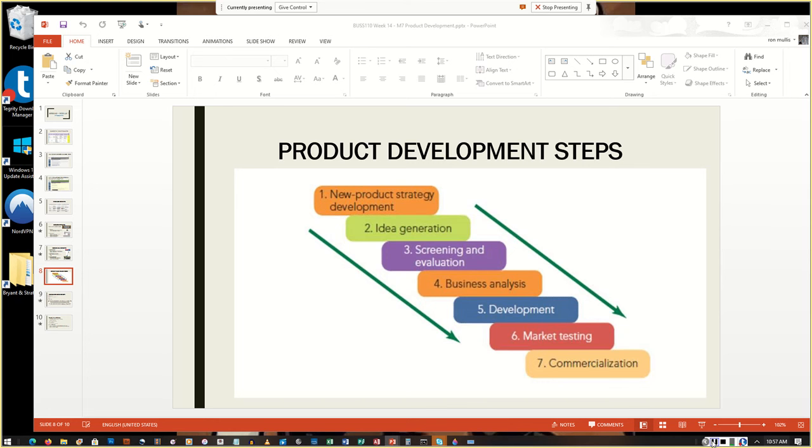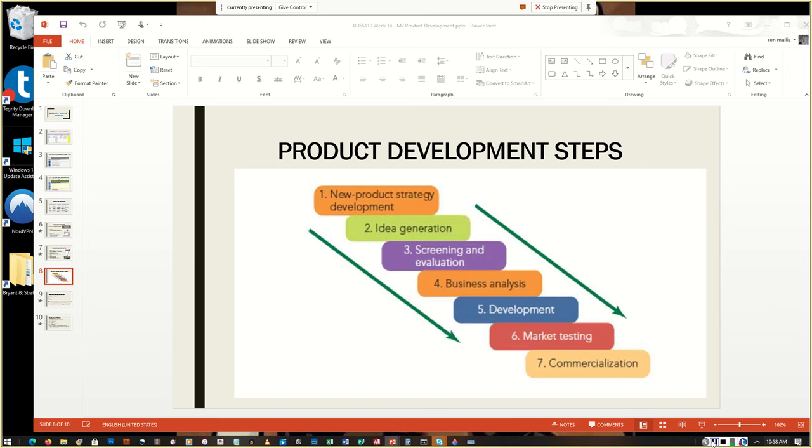Market testing is when potential customers actually get exposed to a brand new product to determine whether or not they're going to buy it. Oftentimes, companies use a test market to get valuable feedback on whether or not the product is going to get consumed. So if everything goes okay with the testing market, then you move on to the commercialization.